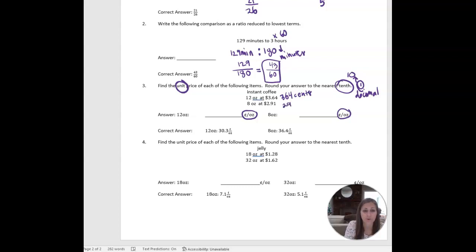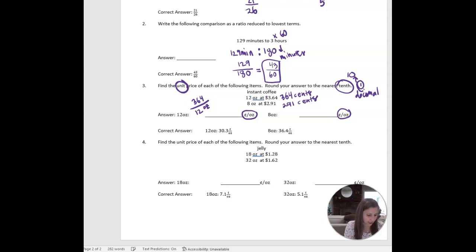$2.91 is actually 291 cents. So the first thing I want to do is determine how many cents are in $3.64 and $2.91. Now, because the order has cents first over ounces, I have to put cents. So the first one will be 364 divided by the ounces, which is 12 ounces. Now, it said round to the nearest decimal.